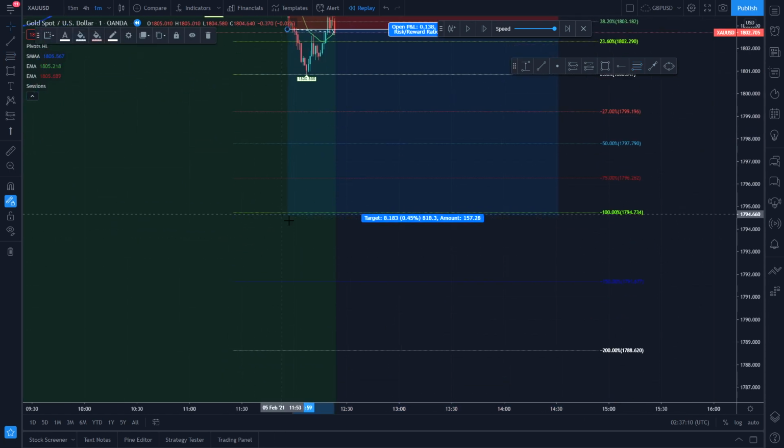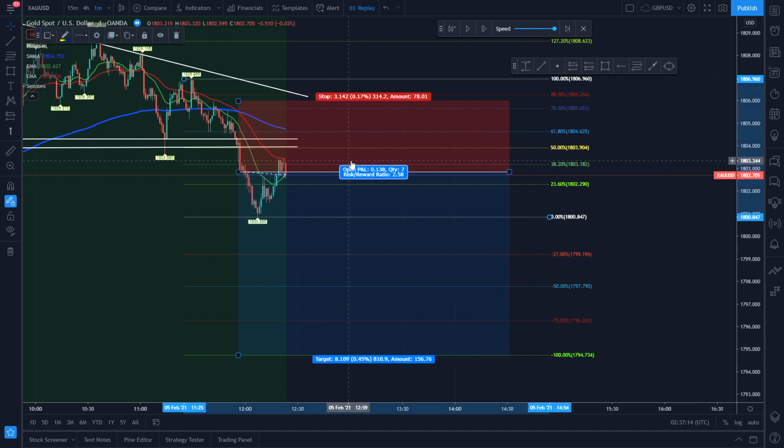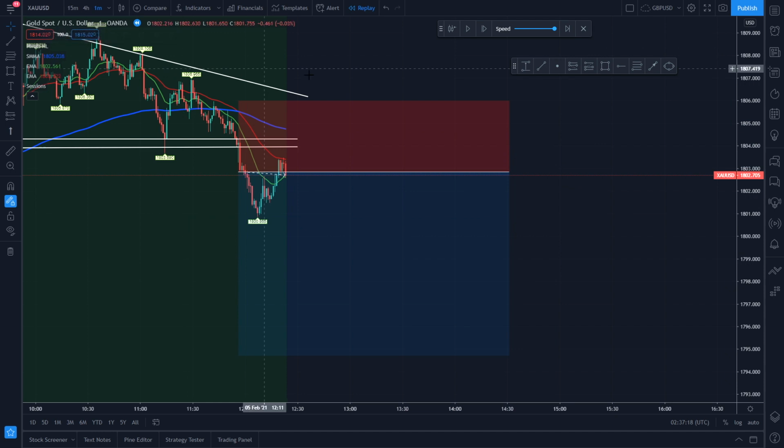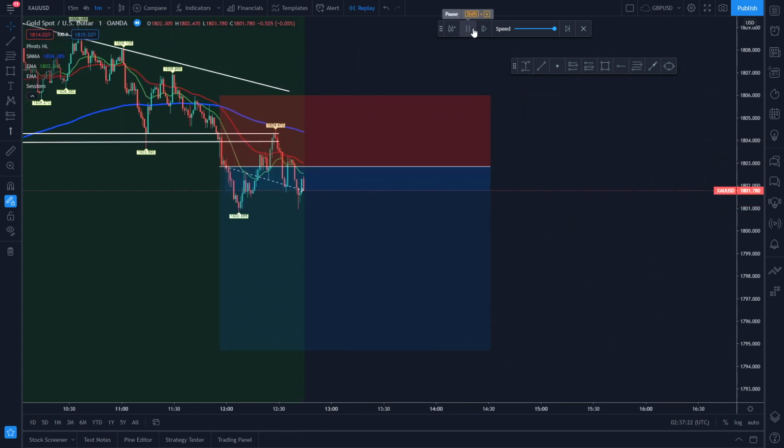Okay, perfect. So targets will be around there. So 80 pips we're looking at right now. So that's a 1 to 2.5. Let me delete this, and let's go ahead and see how this does.